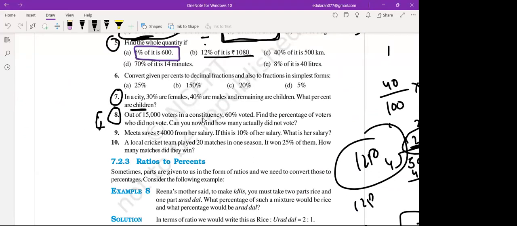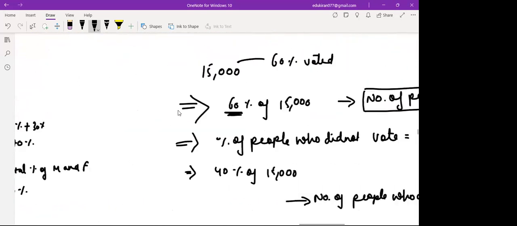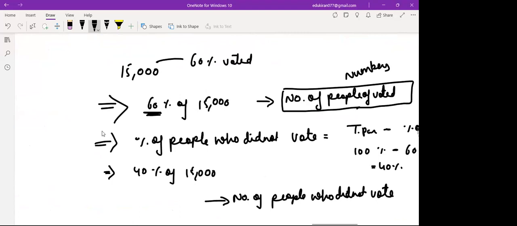Don't worry. First, write the question. Then I will show you the screen. This screen I will show, and then you will solve your answer according to these steps. Step number 1, step number 2, and then step number 3. Clear?